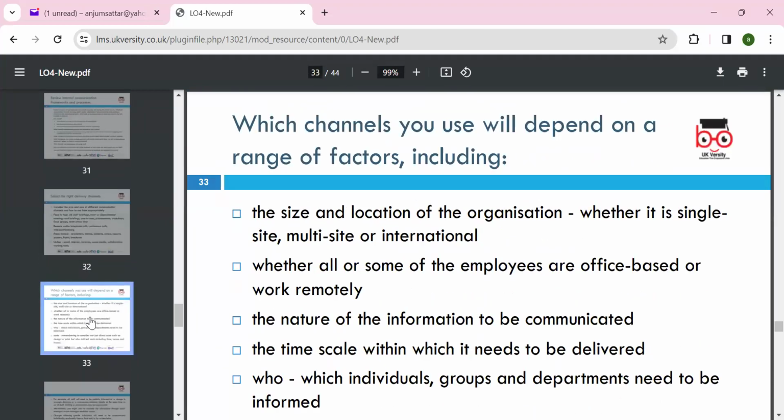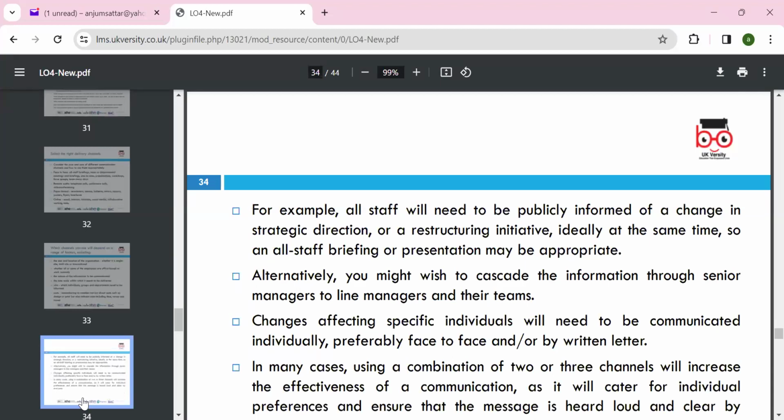effectively. Okay. Which channel you use will depend on a range of factors, the size and the location of the organization. Some employees are office-based and some work remotely. So maybe you can use Teams, where messages can be sent and meetings arranged. There are a number of other tools, of course, Zoom, which we are using now, WebEx, Skype, and various other channels. VoIP, which is Voice over Internet Protocol, can also be used.